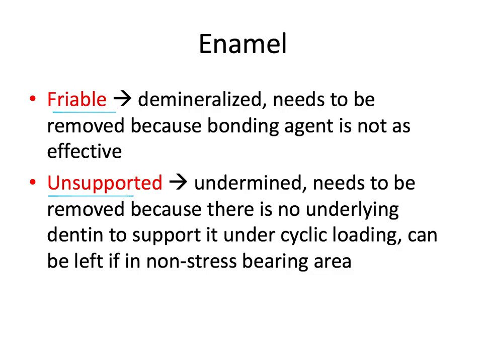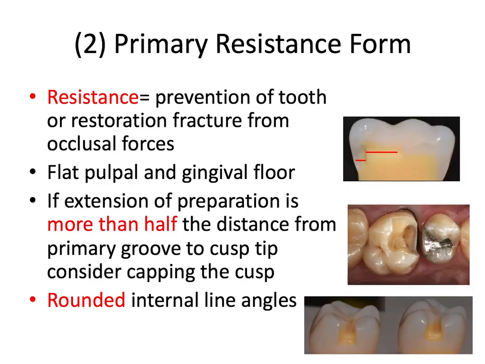when used on it. Unsupported enamel is undermined, which also needs to be removed because there's no underlying healthy dentin to support it. So essentially the dentin that has been supporting this enamel has been compromised. So this enamel is going to be kind of hanging out with no underlying healthy support. So both of these types of enamel, they're different, but they both have to be removed for different reasons.